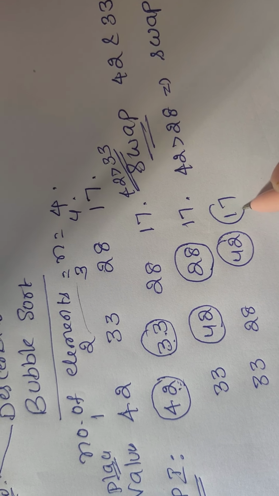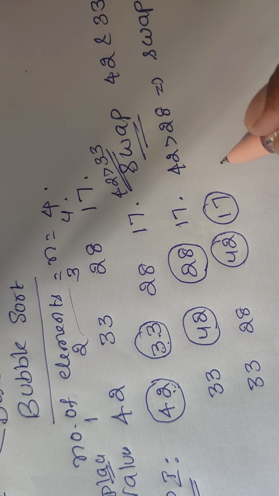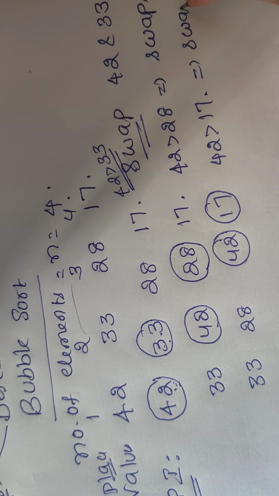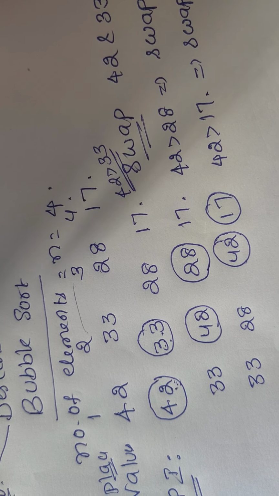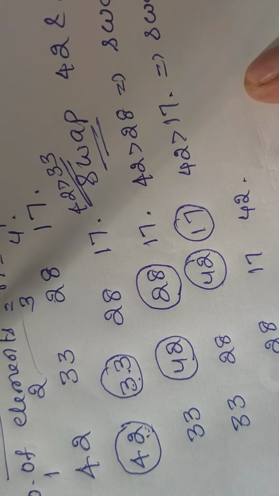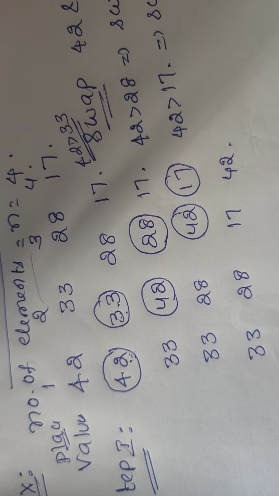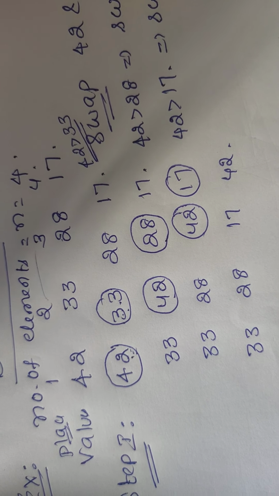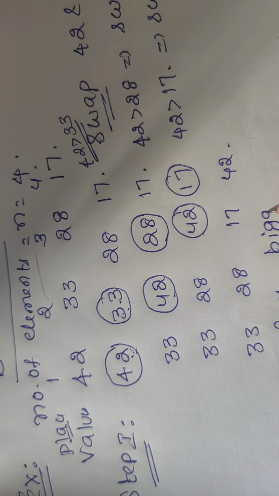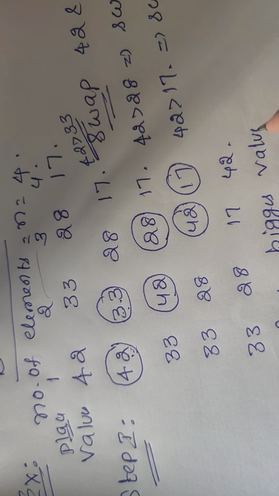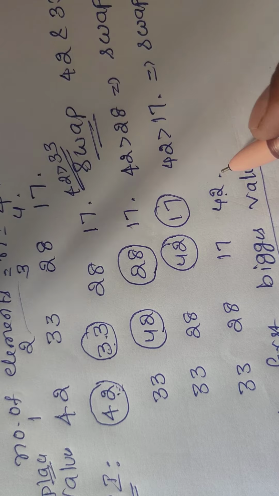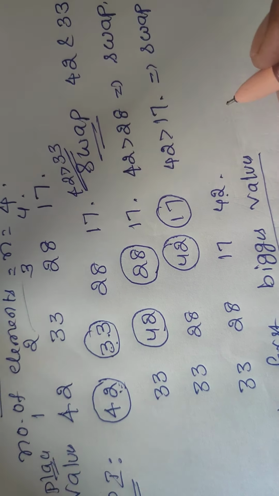Once again there is a comparison of 42 and 17. Here also 42 is greater than 17, so we swap. So here 33, 28, 17, 42. This is step 1. By using this, we get 42 as the first biggest value, and it is located in the fourth place.